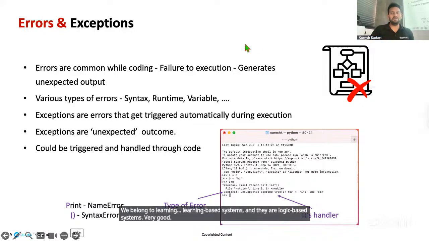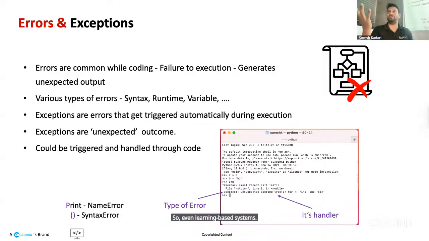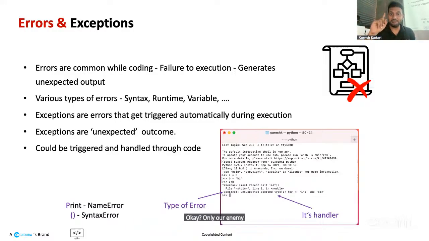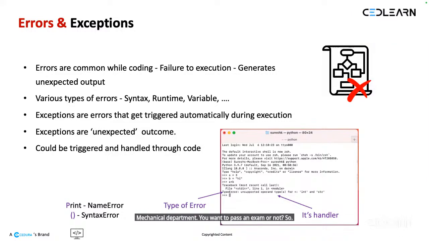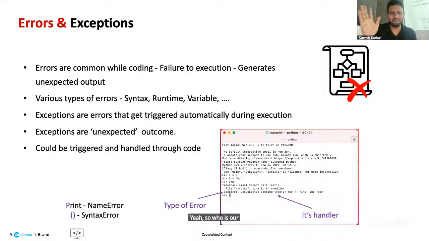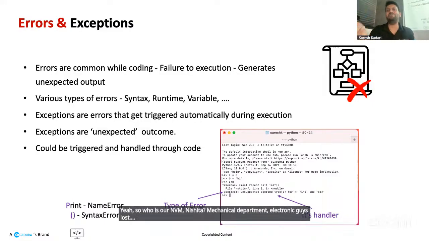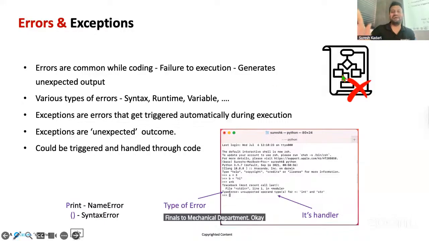Very good. So even learning based systems, guys, we should be smarter. So we should know what they are doing. Okay, we should know about our enemy. They are not enemy, but other department. Okay, only our enemy is mechanical department. Yes, we lost cricket match to mechanical department. So that's why whole life, who is our enemy? Mechanical department. You want to pass the exam or not? So we lost. Who is our enemy, Nishita? Mechanical department. Electronic guys lost finals to mechanical department. Okay. So other than that, no one is enemy.